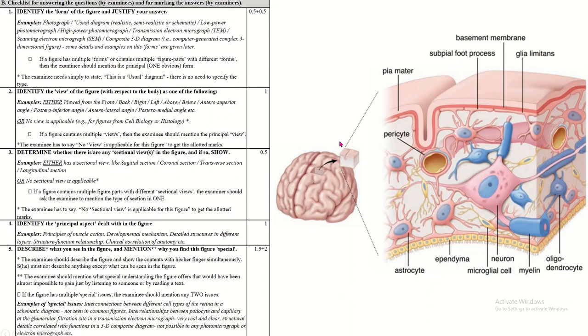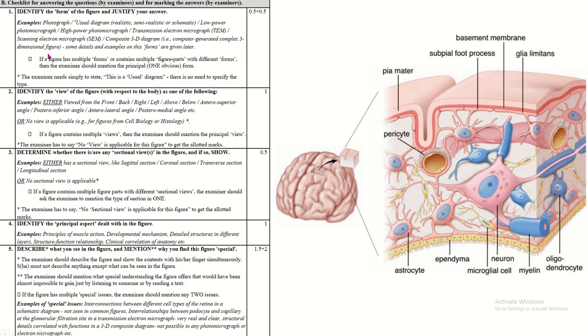I discuss a checklist for reading special figures. Special figures are included in your viva and practical portion of the first professional MBBS examination, and this is the checklist. According to this checklist, you have to describe the figure. At first, you have to identify the form of the figure and justify your answer.